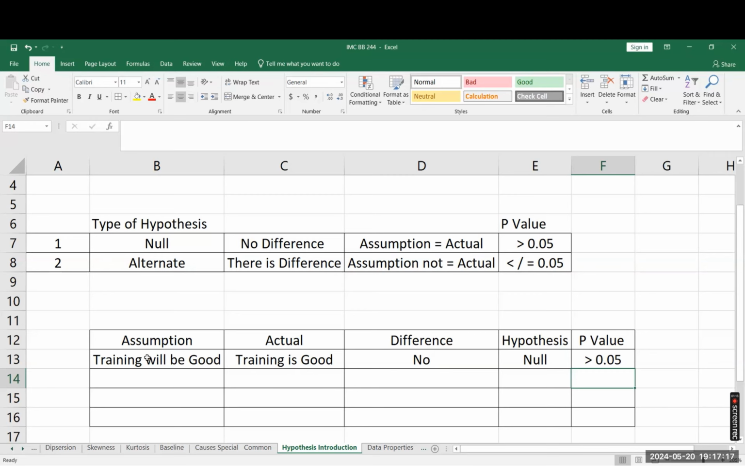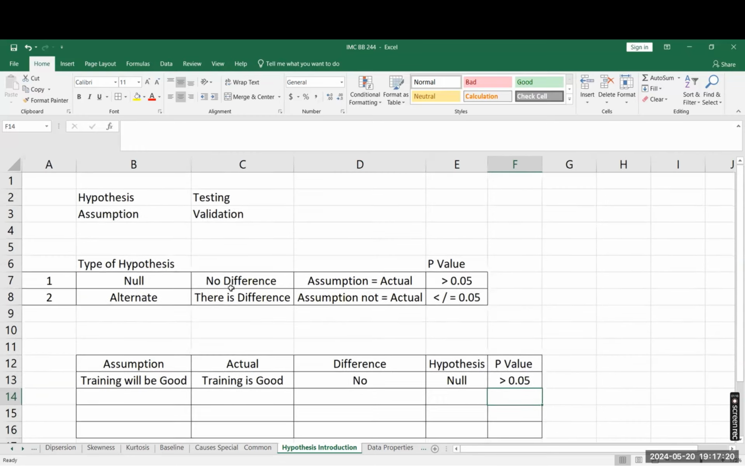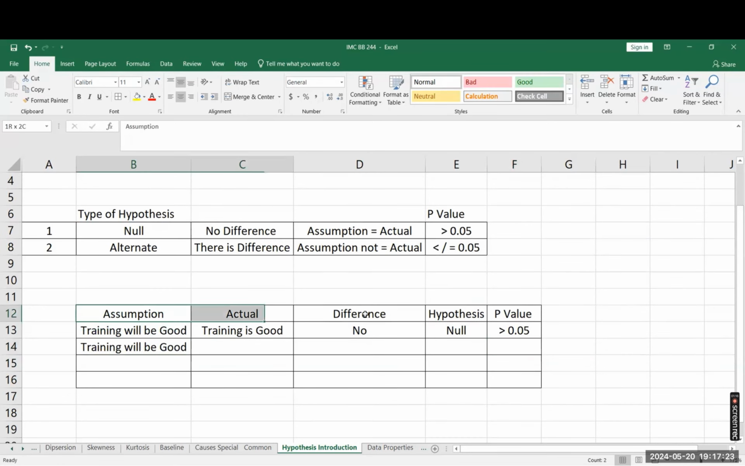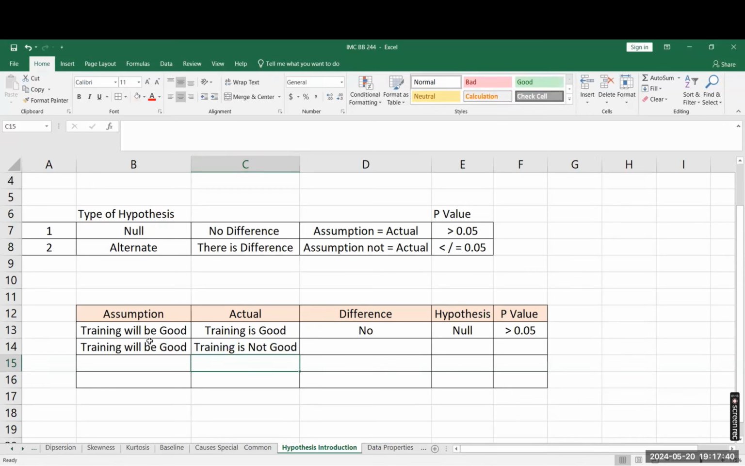Now, there may be a second case. The assumption is training will be good, and maybe you are feeling that training is not good. Your assumption was training will be good, and actually training is not good. So do we see any difference between your assumption and actual? Answer is yes. And this kind of hypothesis, when there is a difference, we call an alternate hypothesis.